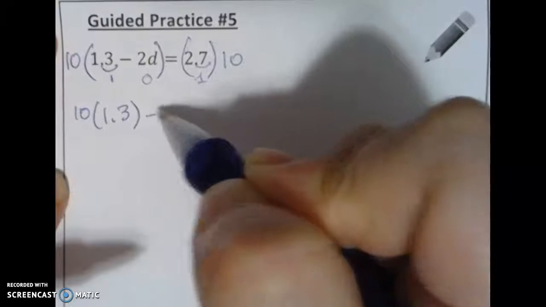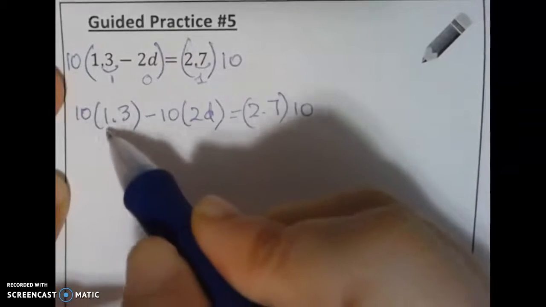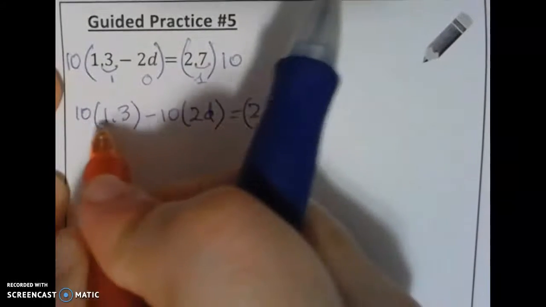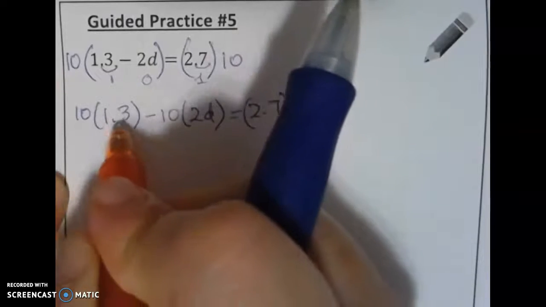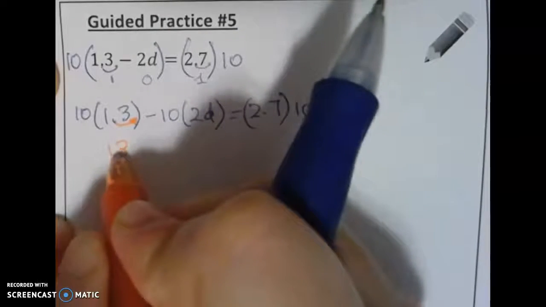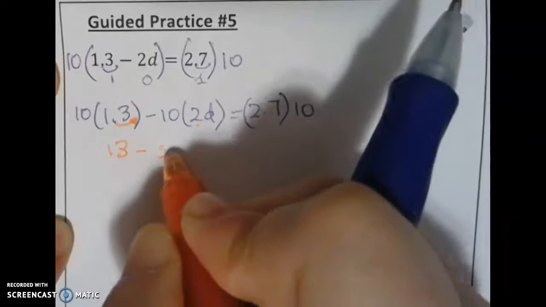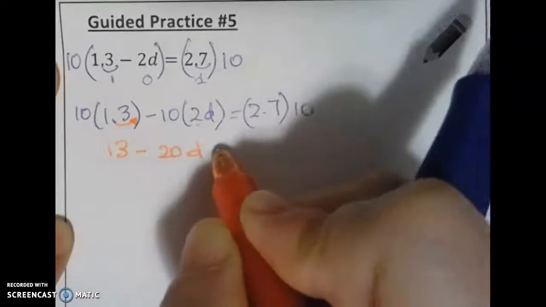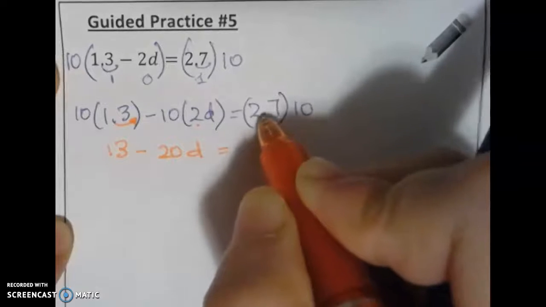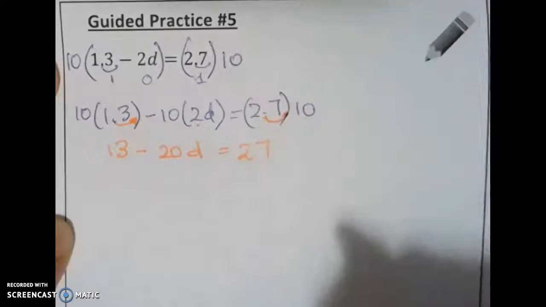So 10 times 1.3 minus 10 times 2d is equal to 2.7 times 10. Okay? Alright, 10 times 1.3. That just means I need to notice that I have 1 zero here, so I need to move the decimal 1 place, and you're going to end up with 13. Okay, minus, what's 10 times 2? That's just 20. Don't forget the variable. Is equal to 2.7 times 10. We just need to move the decimal place by 1. So that leaves us with 27.